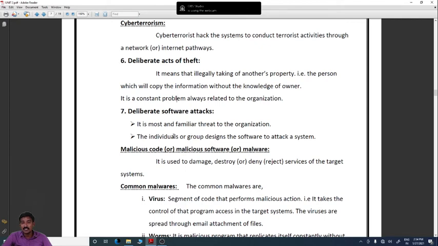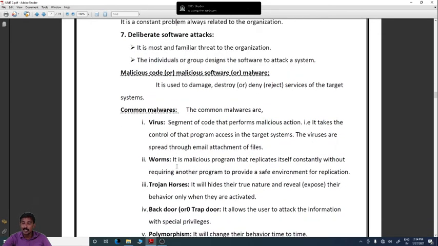So with the help of this malicious code, you can damage or destroy, or deny the services of your targeted system. There are different kinds of common malware. The first one is called a virus. A virus is some segment of code that performs a malicious action. It means that it will try to hack the information. If the particular virus is installed in a system, it takes control of your entire machine, and it will try to hack all the information in the system.